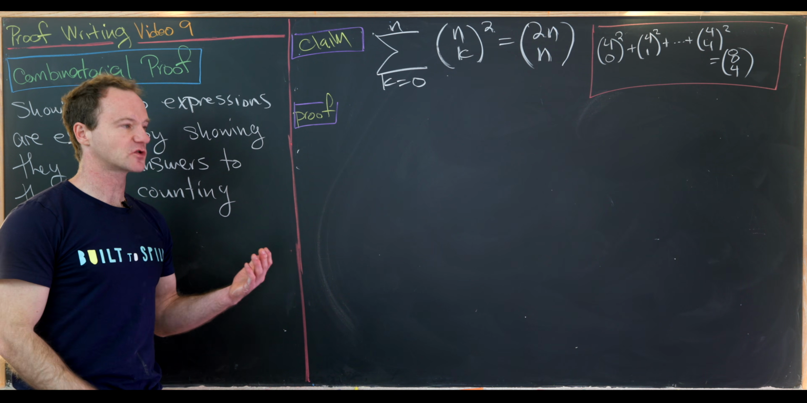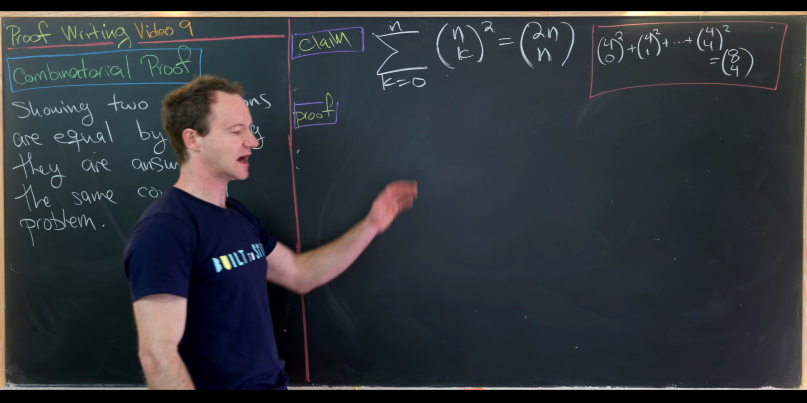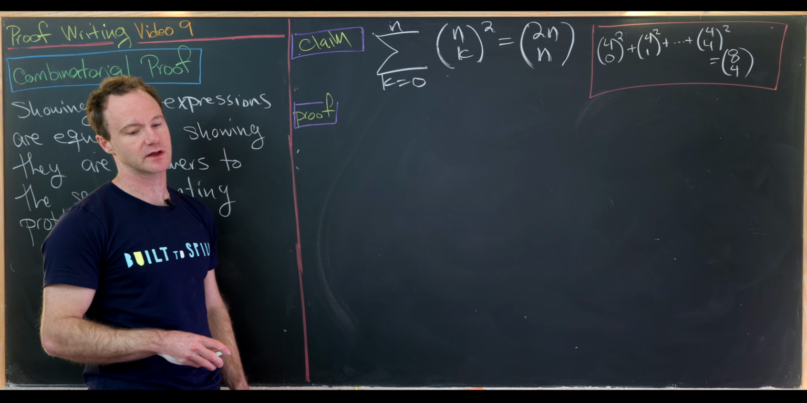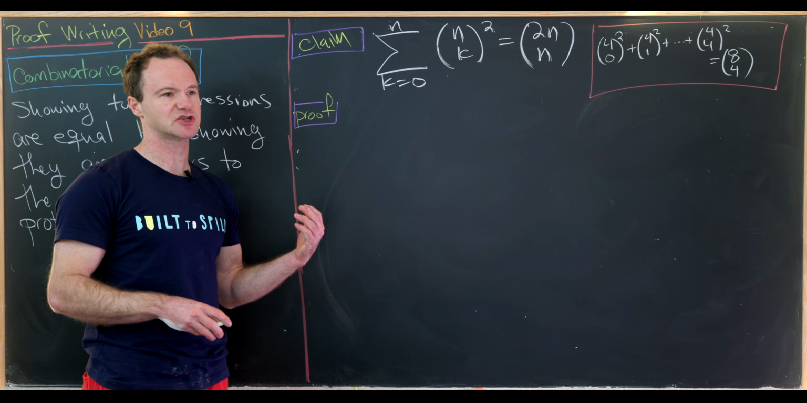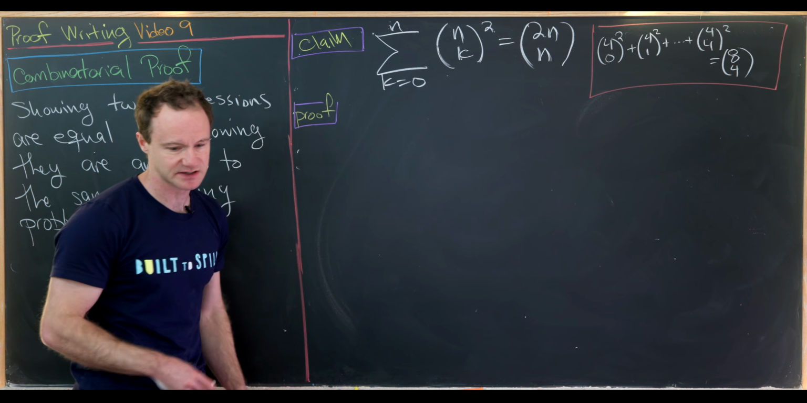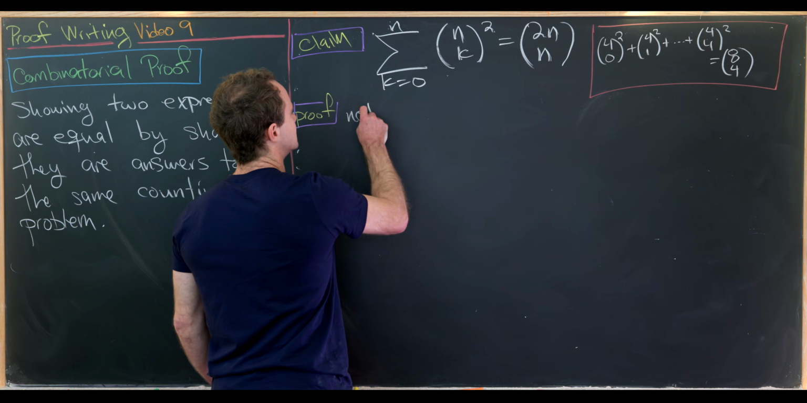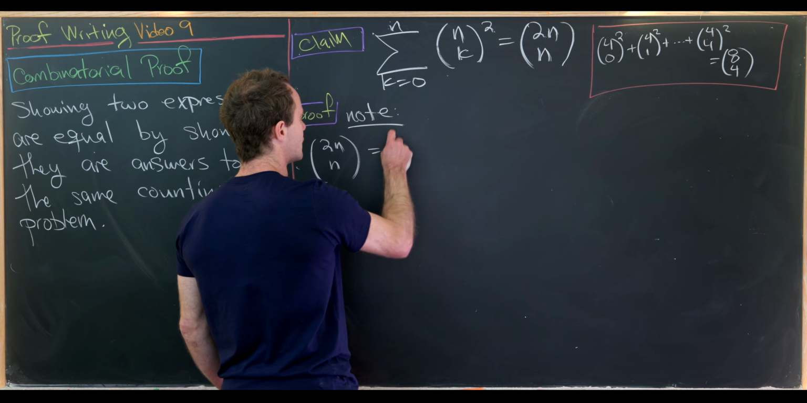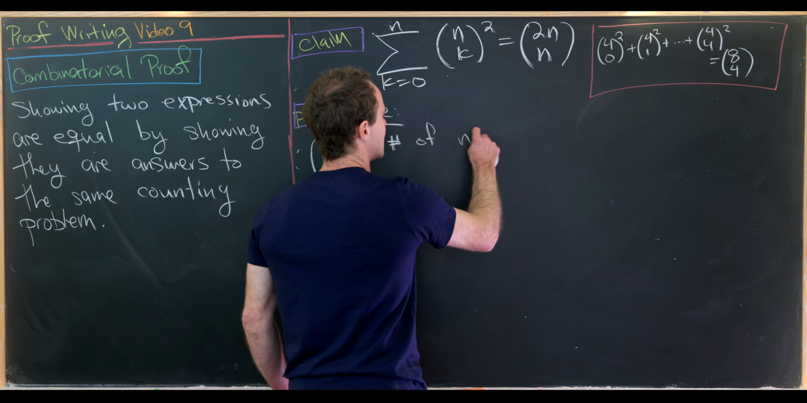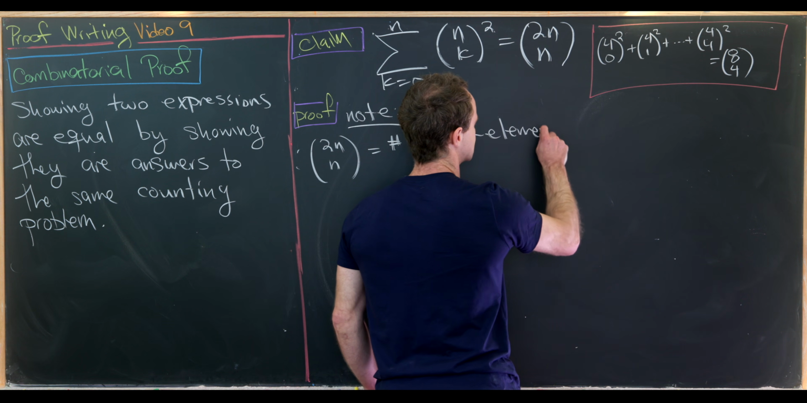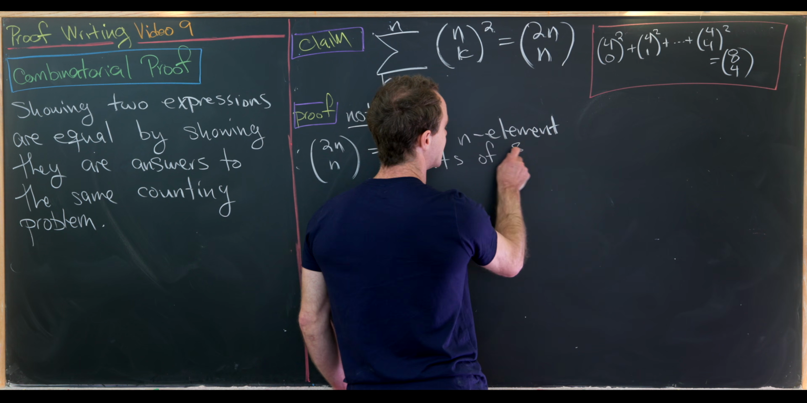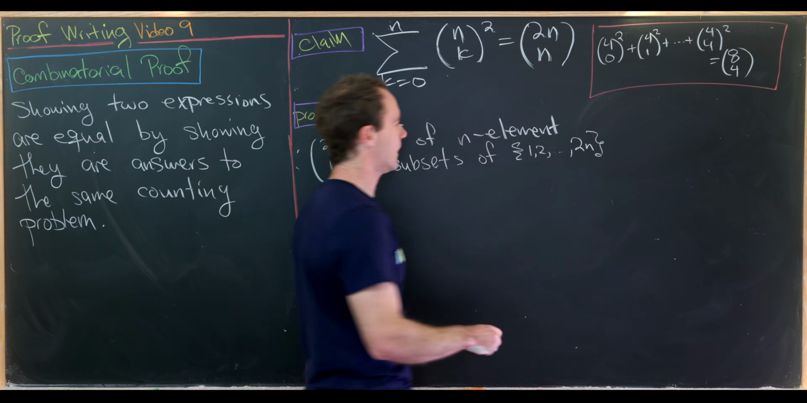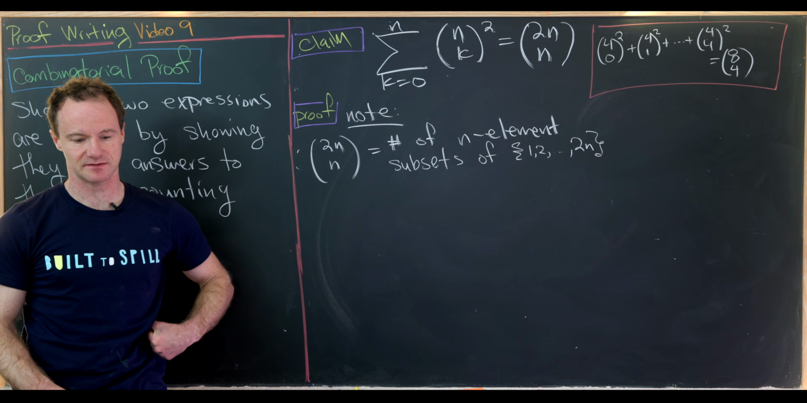So I think a good first strategy is to look at one side of the equation, which we can easily write down what it means combinatorially, and show that the other side of the equation also counts that type of object. Okay, so let's do that as follows. So let's note that 2n choose n equals the number of n element subsets of a 2n element set, which I'll call 1, 2, up to 2n. Okay, so that's a good first observation to make.